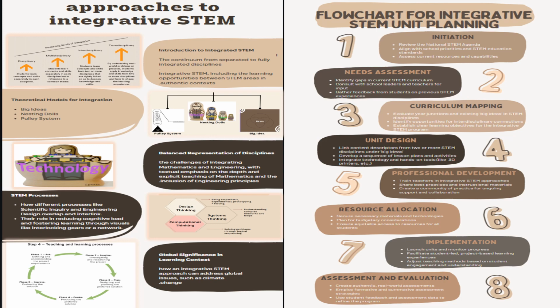The polysystem model shows how connected these subjects are. It's like a group of buddies working together. When you learn something in science, it helps you understand something in technology, and that helps with engineering, and so on. Everything moves together, showing that these areas need to work as a team.